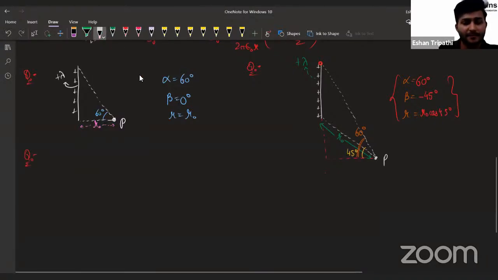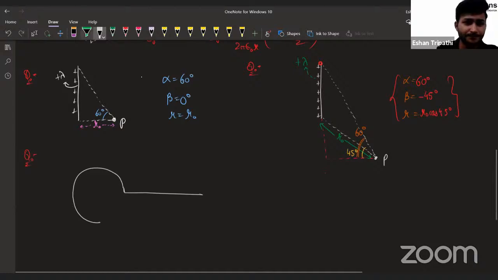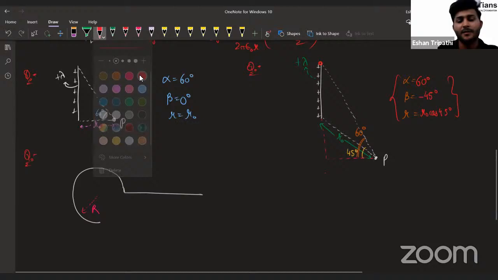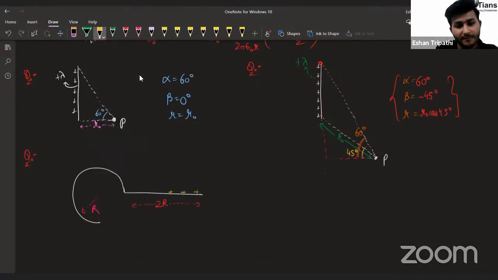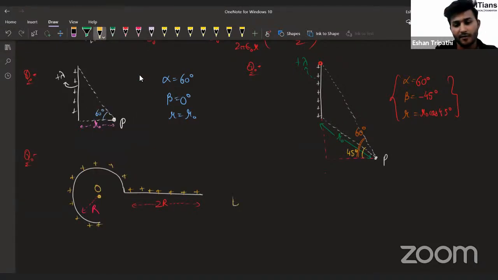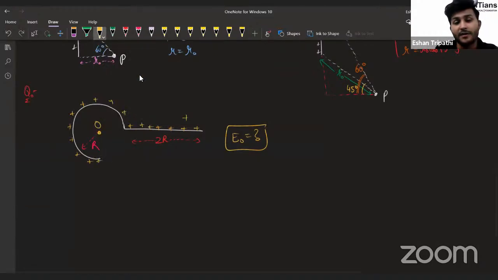Can you try this question? It's a quarter of a circle, and this circle has radius r, and the length of this part is 2r. It is charged uniformly everywhere. So I guess you guys already know what is being asked: the electric field at the center, this question mark. It looks like a question mark, that's why. So what's the electric field over here? It's given that the charge per unit length is positive lambda.